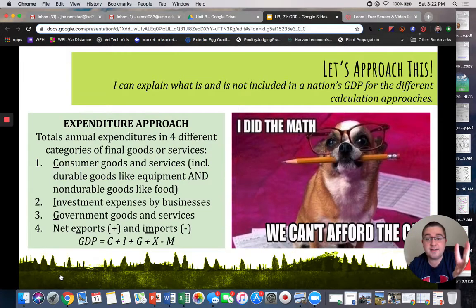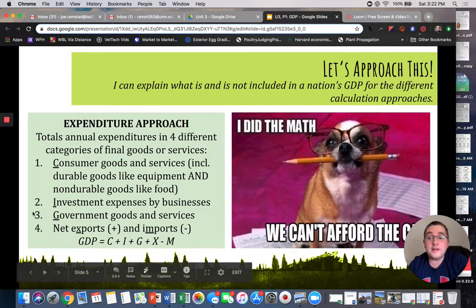The second, investment expenses by businesses. The third is government investments through goods and services. And the fourth is net exports and imports, or X minus M. All of these things combine into the GDP equation for the expenditure approach. GDP equals C, or consumer goods, plus I, our investments, plus G, our government goods, plus X, our exports, minus M, our imports.